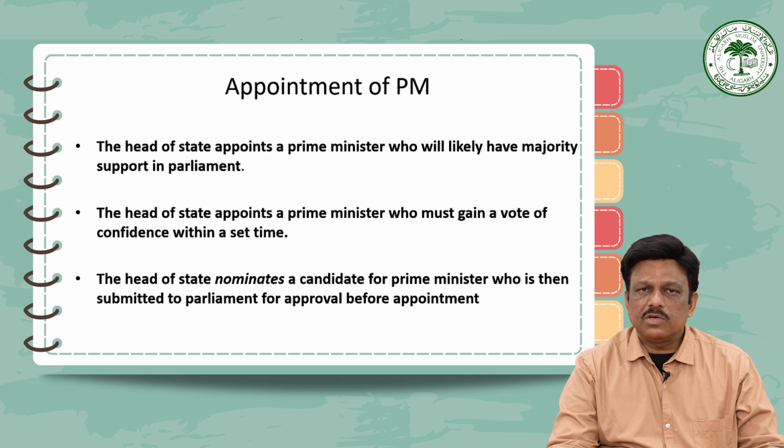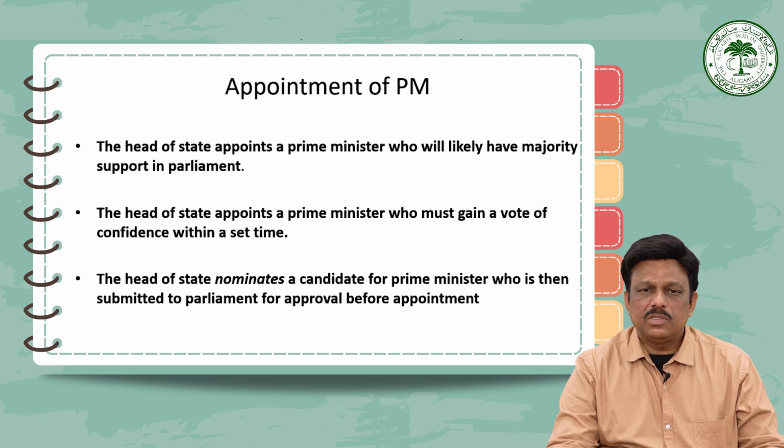While in the majority of cases, Prime Ministers in the Westminster system are the leaders of the largest party in Parliament, technically the appointment of Prime Minister is a prerogative exercised by the head of state, be it the monarch, the Governor General or the President. This system is used in Australia, Canada, Malaysia, New Zealand, United Kingdom. Now, the second method is that the head of the state appoints a Prime Minister who must gain a vote of confidence within a set time. Now, this system is used in Italy and Thailand.